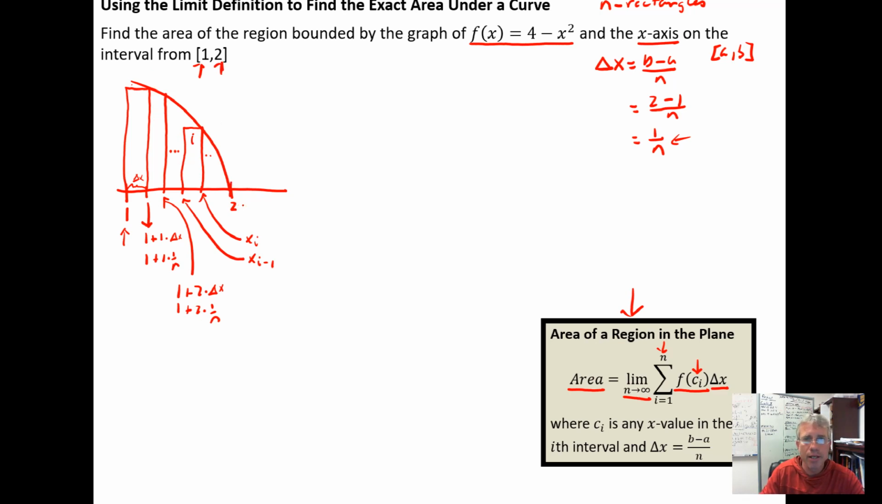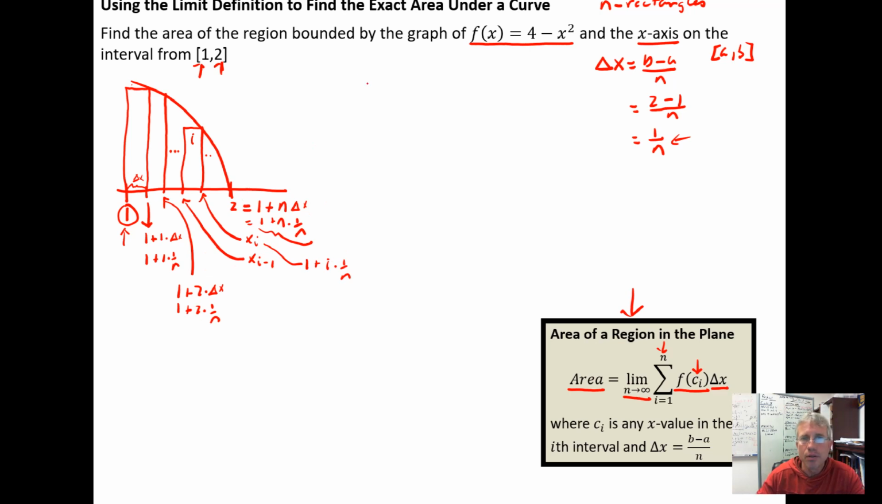What we want to recognize is that 2 is just going to equal 1, the first number on the interval, plus n times delta x, or in other words, 1 plus n times 1 over n. N times 1 over n is equal to 1, and 1 plus 1 is 2. So this will be the last right endpoint for our rectangles. x sub i would actually be 1 plus i times 1 over n.